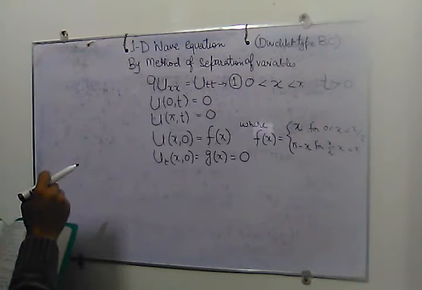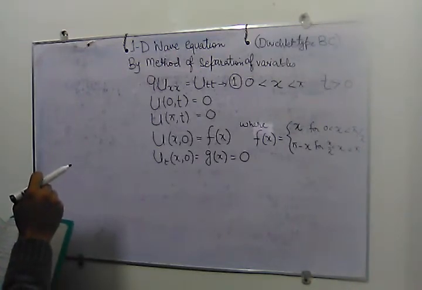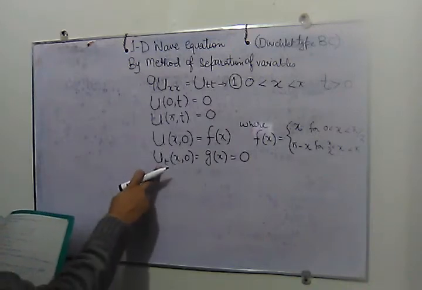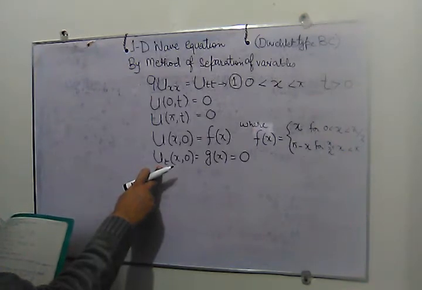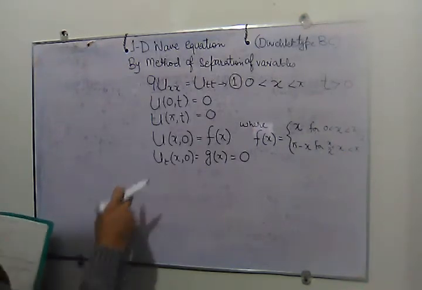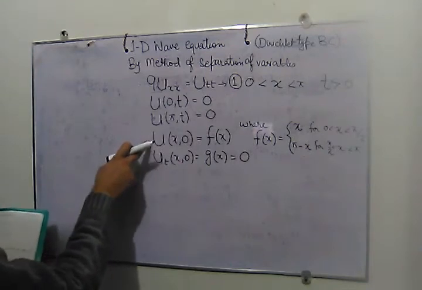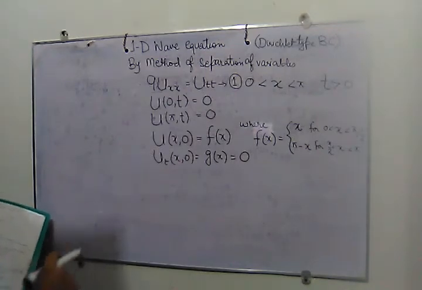Here in the wave equation, u represents the displacement and u_t is the displacement differentiated with respect to time, which is the velocity. So this is the initial displacement, and this is the initial velocity.